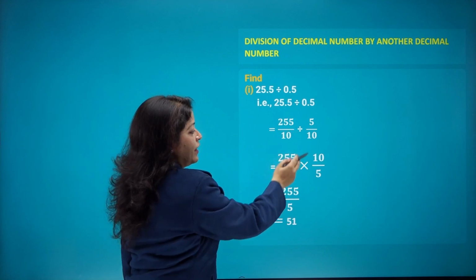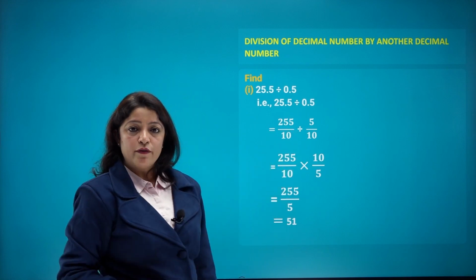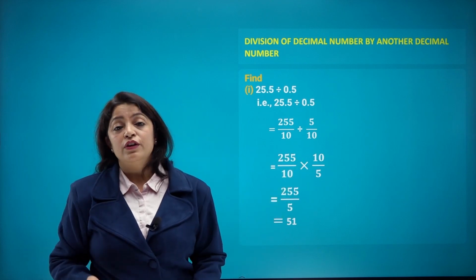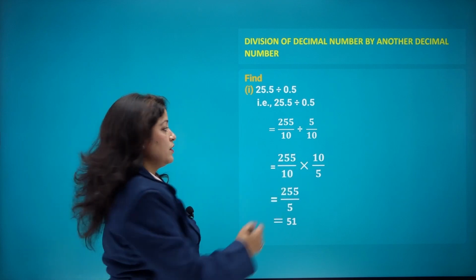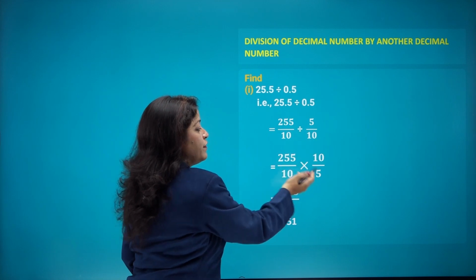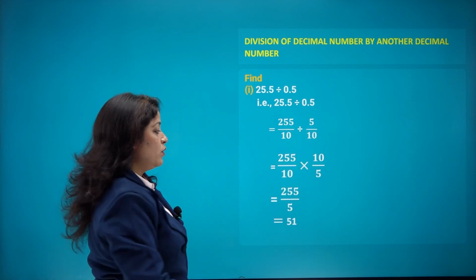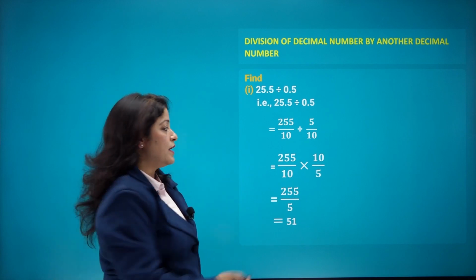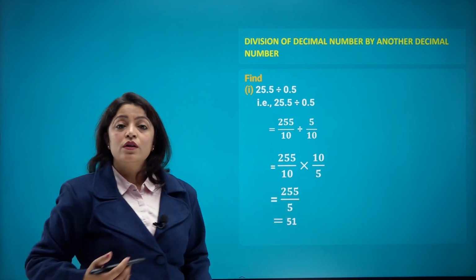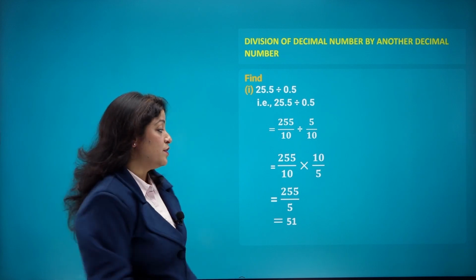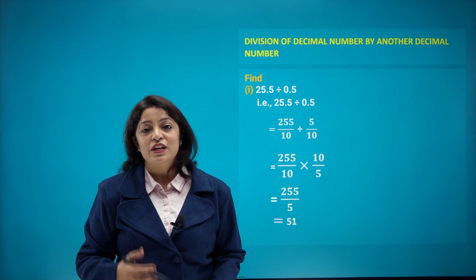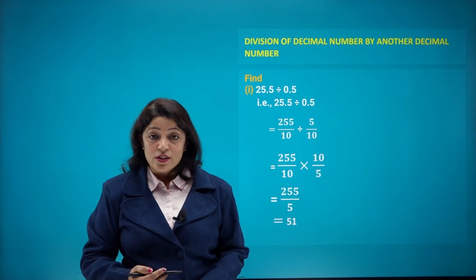Now, convert divide into multiplication sign. So, what we have to do, the first fraction is remain as it is, and we will take the reciprocal of the second fraction. That means, it becomes 10 over 5. Now, we know this 10 and 10 gets cancelled over, and we have the number as 255 over 5, and even we can cancel 5 and 255. So, you get the number as 51. So, the process is same.